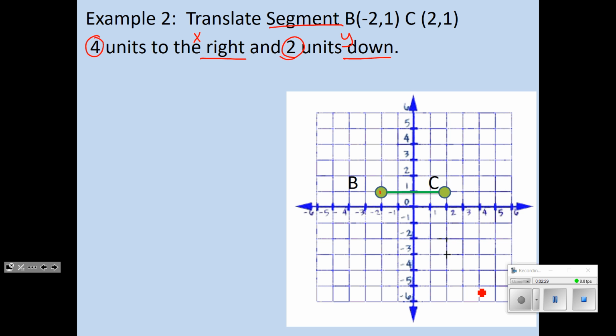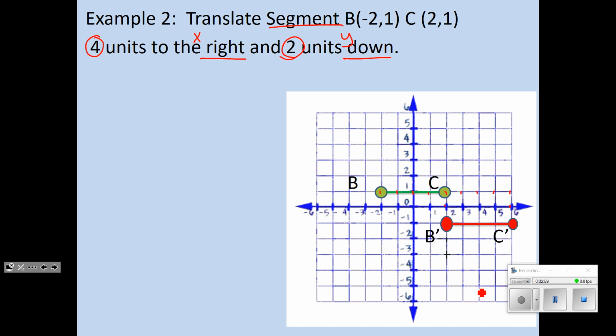So put your pencil on the B and go 4 units to the right, 1, 2, 3, 4, and 2 units down, 1, 2, and that's where B prime would be. Go to C and do the same thing. 1, 2, 3, 4 to the right, and 2 units down, 1, 2. And that's where C prime would be. And make sure to connect your segment.